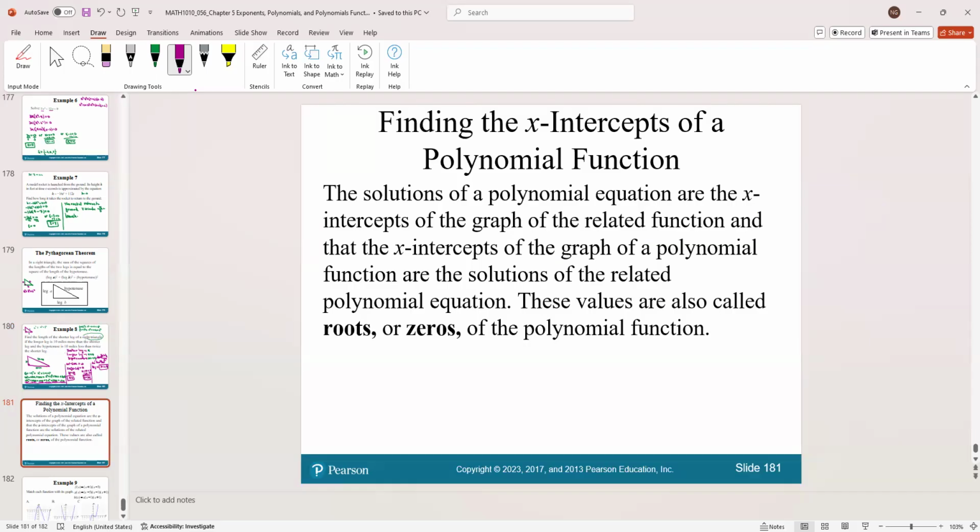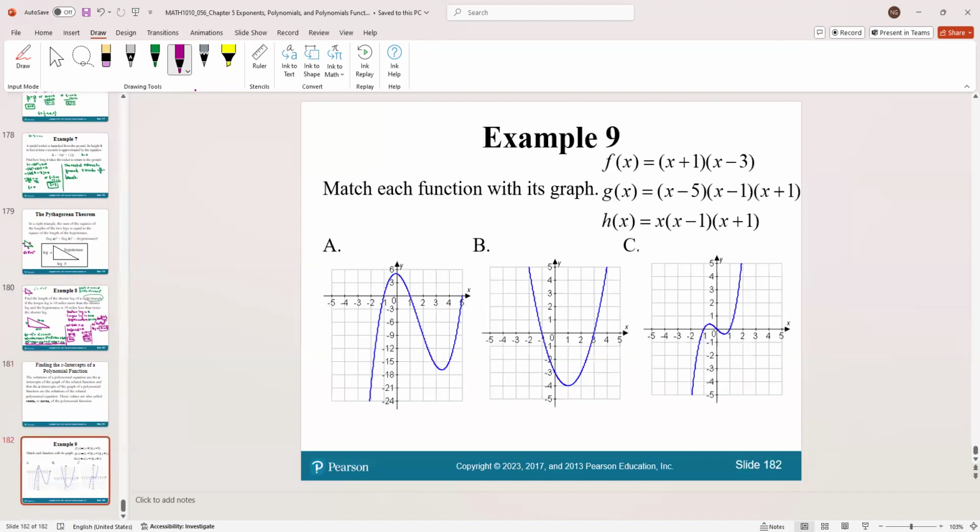The solutions of a polynomial equation are the x-intercepts of the graph of the related function, and the x-intercepts of the graph of a polynomial function are the solutions of the related polynomial equation. These values are also called roots or zeros of the polynomial. So whatever makes it equal to 0. So, a very quick look at this one.